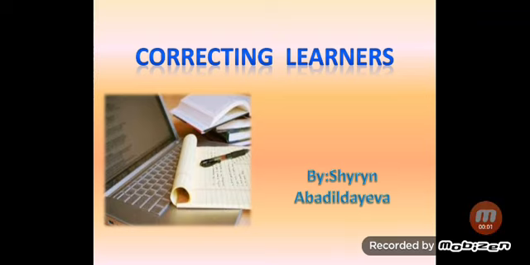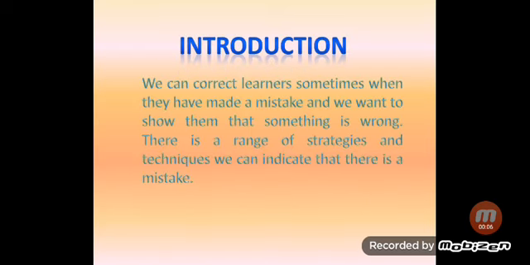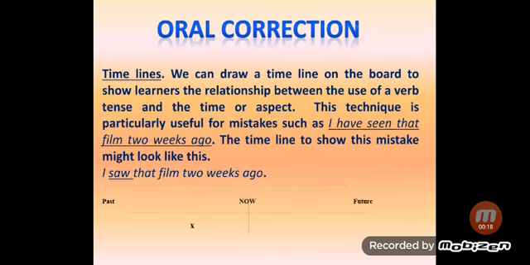Welcome to my lesson. Today's topic is correcting learners. We can correct learners sometimes when they have made a mistake and we want to show them that something is wrong. There is a range of strategies and techniques we can use to indicate that there is a mistake. There are two types of correction, oral and written.